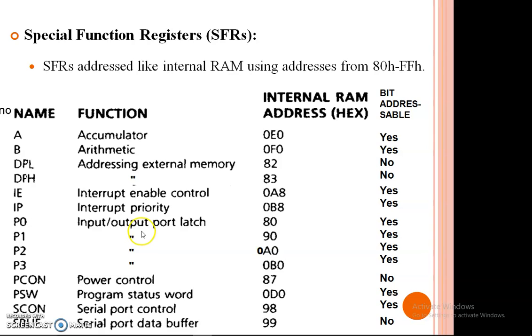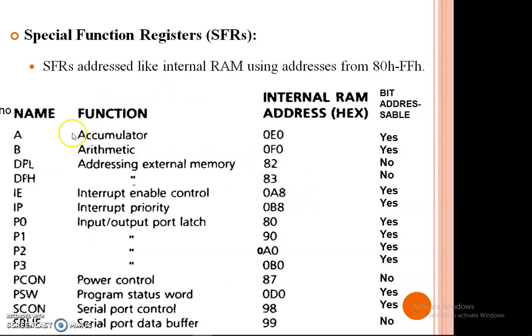These are also part of the internal RAM only. The special function registers occupy the 80H memory location to FFH. So previously we have seen 00H to 7FH is occupied by the three parts of internal RAM: bank registers, bit addressable memory and general purpose memory. After general purpose memory we have the special function registers, nothing but from 80H to FFH.